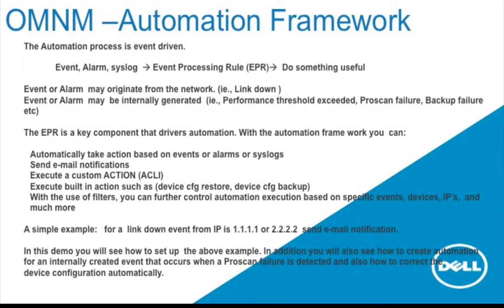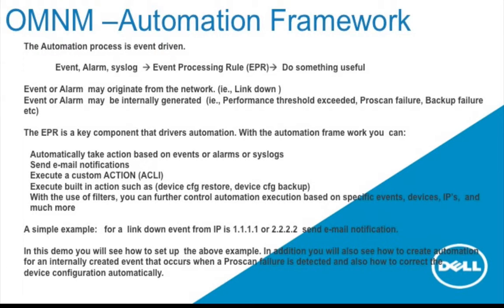Proscan failure is an example, a backup failure, even a backup success or a Proscan success is going to generate an event that you can generate an automation from as well, to do something or send an email out. So the EPR is the key component that drives the automation.